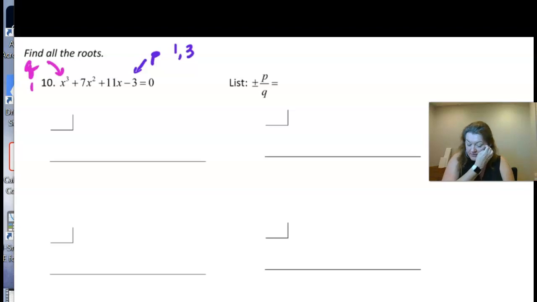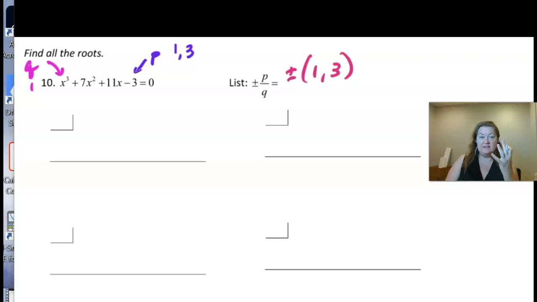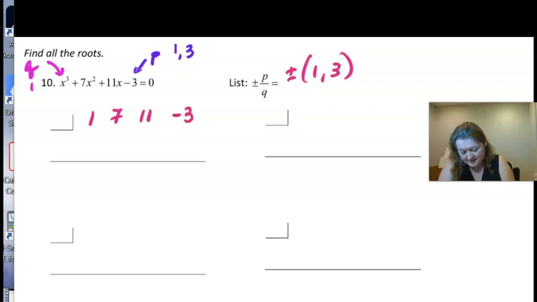So if I try to put all of those different combos over each other, I am looking at 1 over 1 and 3 over 1. Okay, so that's 4 different choices on an x to the third. It's looking like our guesses are pretty good, right? Like I probably could find one. So let's go set it up and see. So a 1, a 7, an 11, and a -3. And I'm going to start with a positive 1 again because 1s are easy to multiply by.